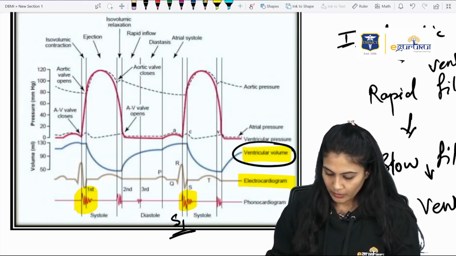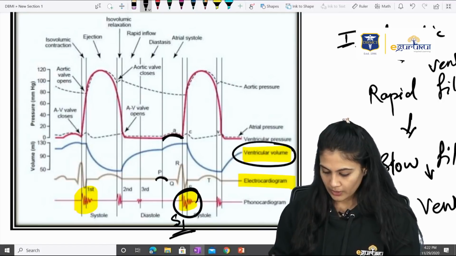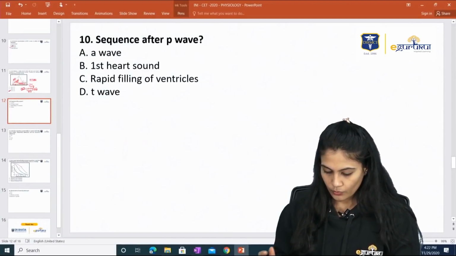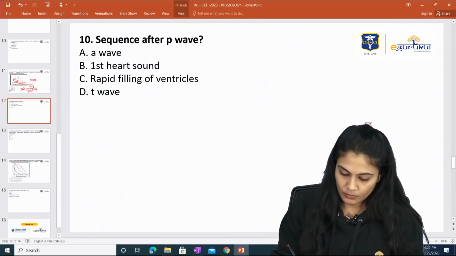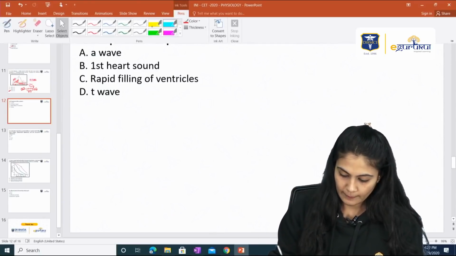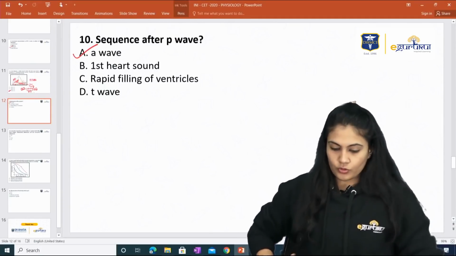comes after the P wave. The P wave is finished, almost there, the A wave is showing up. And the sound occurs after the A wave. So the first heart sound actually comes after the A wave. So the answer over here is option A.